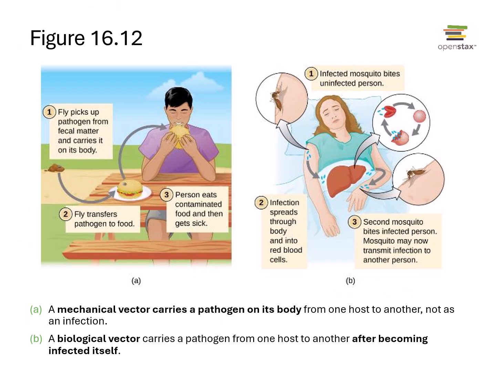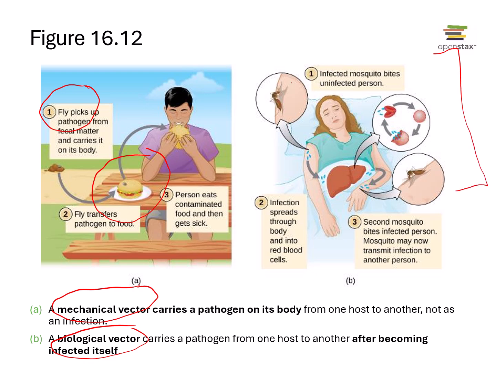In this figure, we see an example of both a mechanical vector on the left as well as a biological vector on the right. So a fly, like a housefly, is a mechanical vector. It can pick up bacteria on its feet and then transfer them to the food. Whereas in biological vectors or biological transmission, such as malaria or Lyme disease, the vector itself becomes infected and transmits the pathogen through biting.